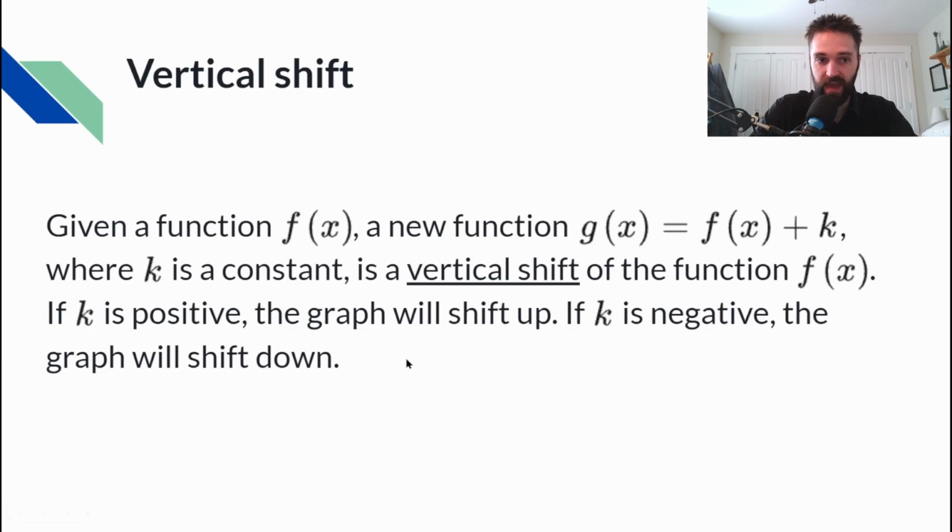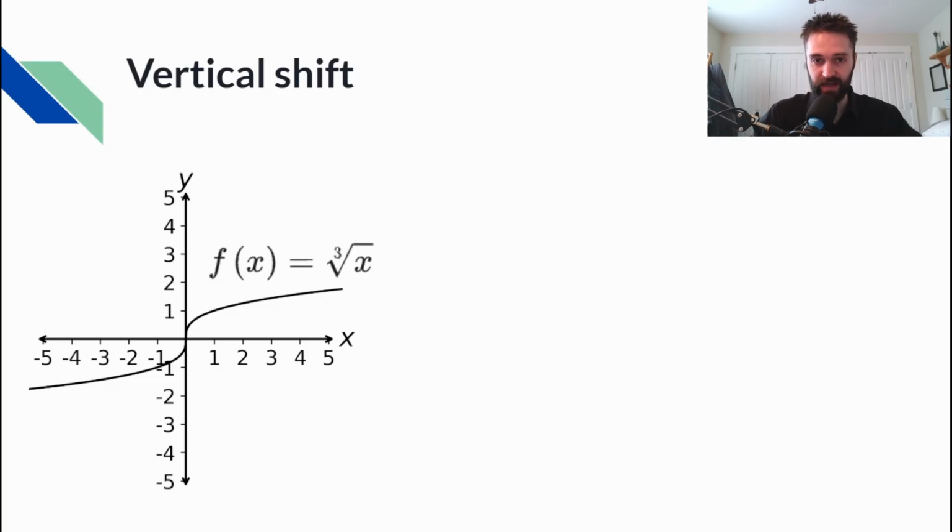If k is positive, then the graph will shift up. And if k is negative, then the graph will shift down. So let's see an example.